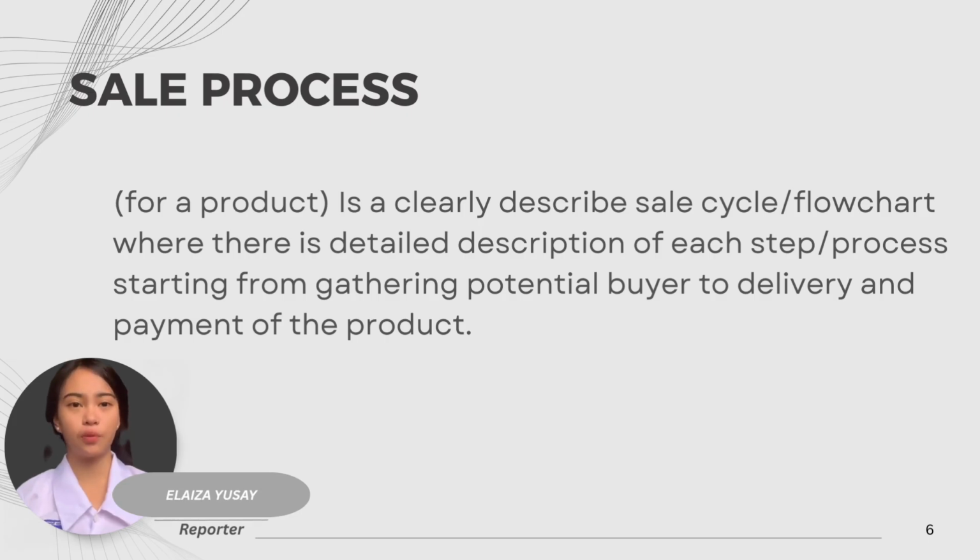So next, sale process. Sale process for a product is a clearly described sales cycle or flowchart where there is detailed description of each step or process starting from gathering potential buyer to delivery and payment of the product.